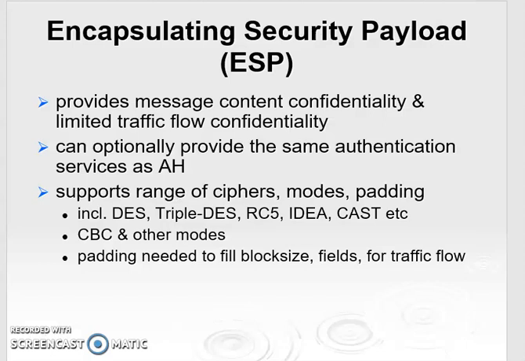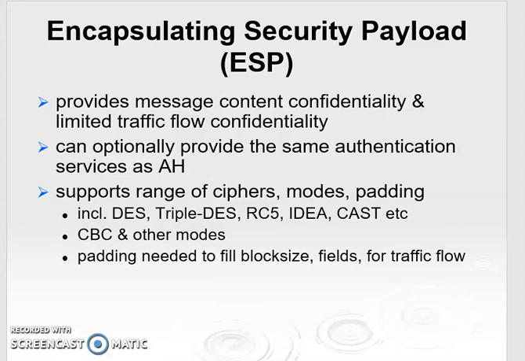Now let us talk about the ESP, that is the encapsulating security payload. It is used for message confidentiality and also for limited traffic flow confidentiality. The confidentiality, that is the encryption, is provided along with the authentication, which you can optionally provide as with the authentication header. It has encryption schemes like DES, triple DES, RC5 and so on. There is symmetric encryption, padding is needed to fill the block size, and CBC and other modes, cipher block chaining etc., are also used.